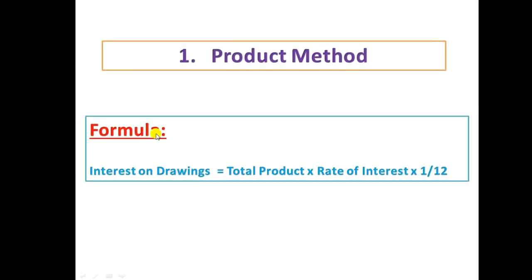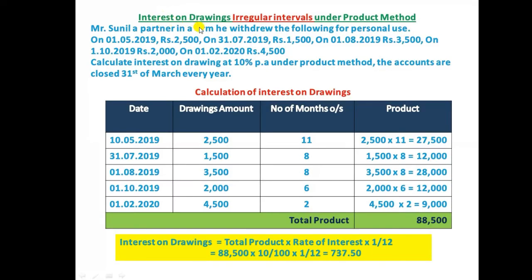Product method. The formula for the product method: interest on drawings equals total product into rate of interest into 1 by 12. This formula we are going to use for calculating interest on drawings. Let's see the practical problems. Interest on drawings, irregular intervals under product method. There are regular intervals as well as irregular intervals. So in this question I'm going to explain irregular intervals.